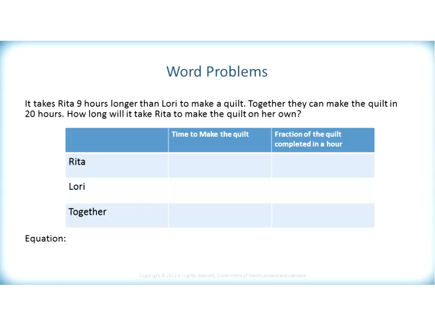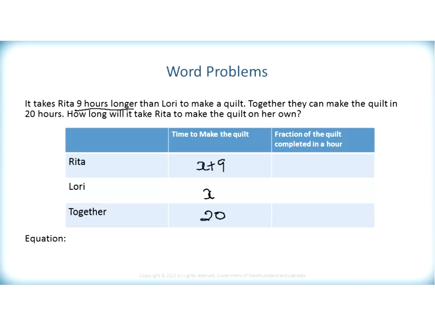It takes Rita 9 hours longer than Lori to make a quilt. Together, they can make the quilt in 20 hours. How long will it take Rita to make the quilt on her own? Well, Rita takes 9 hours longer than Lori, so Lori will be x, and Rita will be x plus 9.